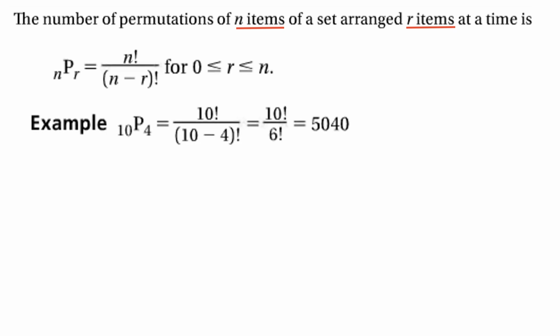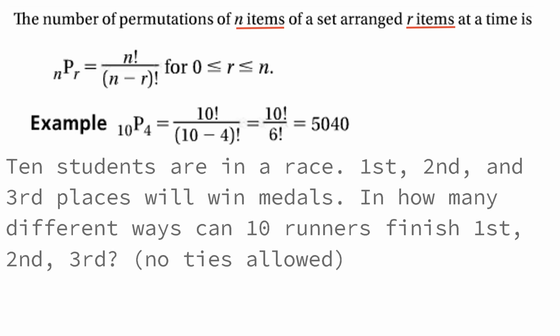Okay, like I was saying, we do n factorial on the top, divided by n minus r factorial. r can never be bigger than n or less than 0. So if we have 10 students in a race, and first, second, and third places will win medals, we want to figure out how many different ways the 10 runners can finish first, second, and third. The order matters in this case because it matters who's getting first, second, and third. So what we're arranging is the 10 runners, that's our n, and it's a permutation because order matters. And then we're arranging them in first, second, and third, so 3 ways. So my r will be 3.